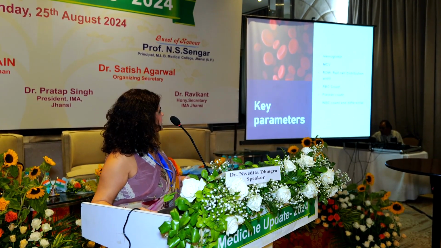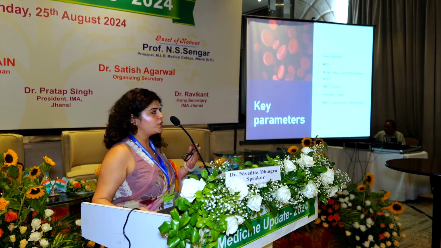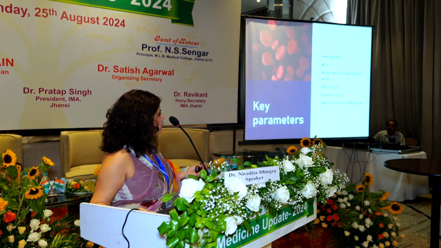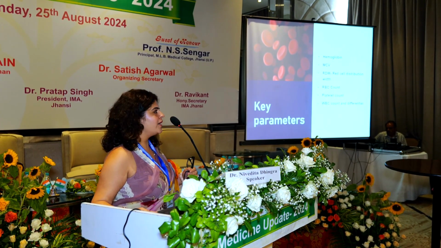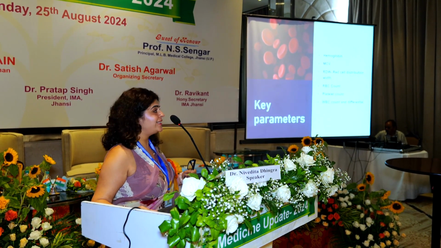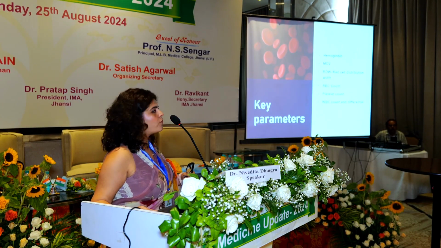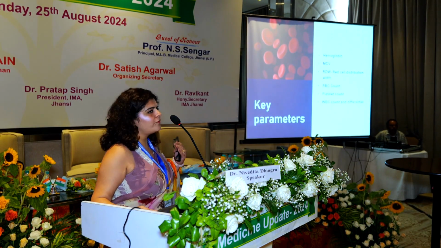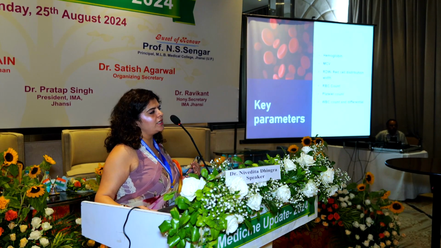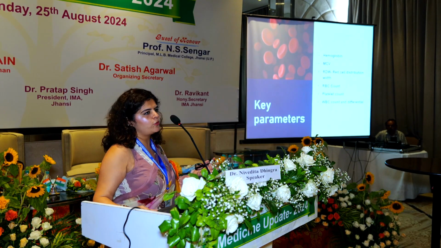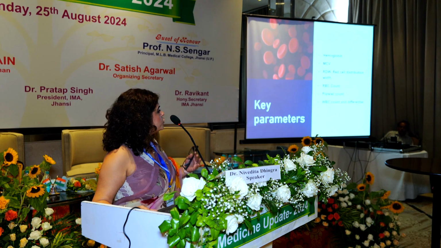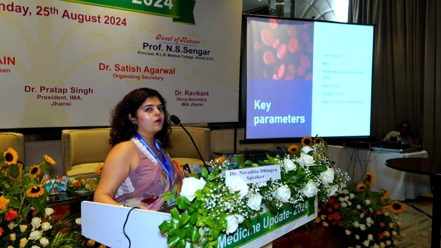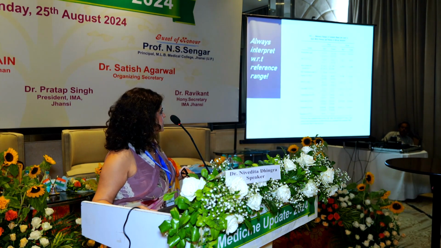The key parameters that we look at while making a hematological diagnosis are, of course, the hemoglobin. When we talk of anemia, the MCV is very important. The red cell distribution width is very important. The RBC count is important. And of course, we have to establish whether it is an isolated anemia or there is more than one cytopenia or pancytopenia. So the platelet count, WBC count and differential are also very important.